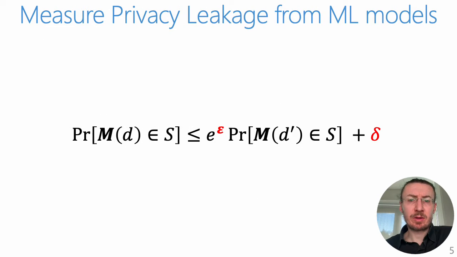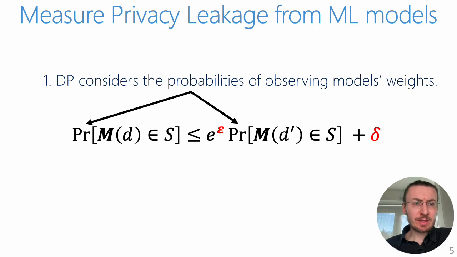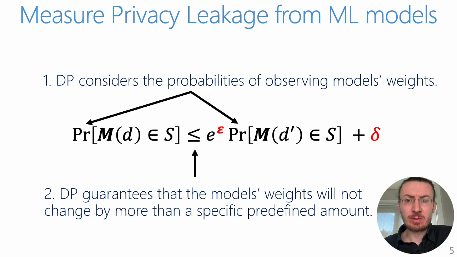The differential privacy framework solves these two problems pointed out in the previous slide and enables us to measure the privacy leakage from ML models. So first, rather than comparing the weights of the two models, we want to consider the probabilities of observing these weights of the models. And then, instead of insisting that nothing will change, let's instead promise that while something will change, we guarantee it will never change by more than a specific and predefined amount. This way, the observer of the model weights won't learn too much about our private data used to train the model. But we can still learn enough from the private data to produce useful models.